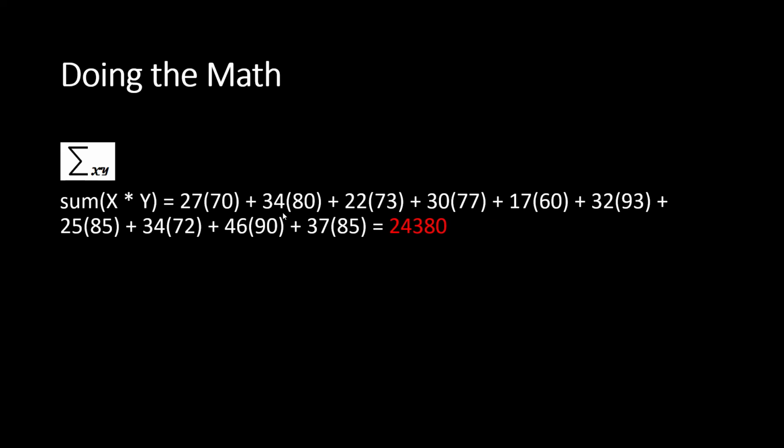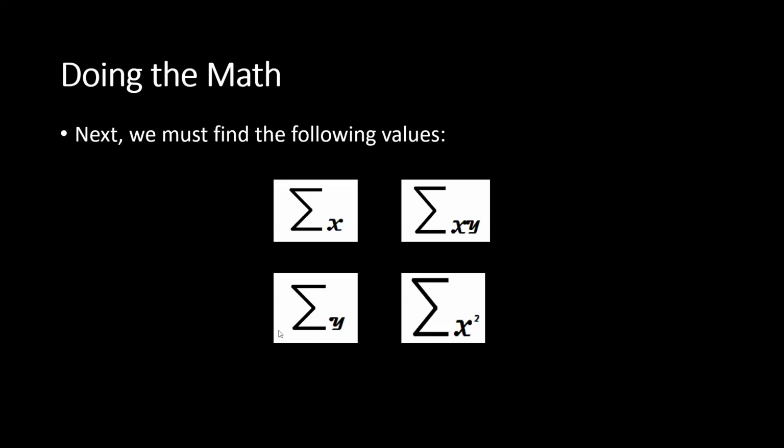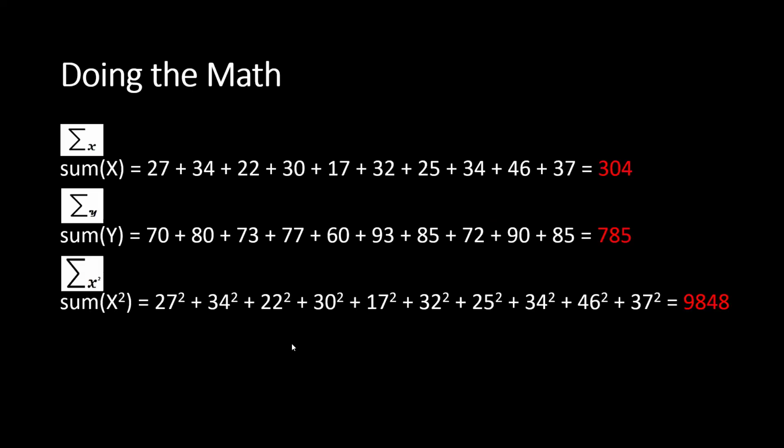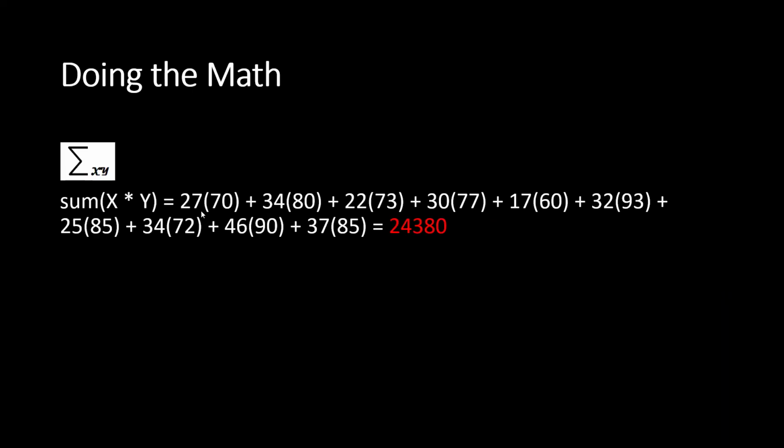So 2770, 3480. If we go back, 2770, 3480, 2273, 3077. And you can see that it's each value and its corresponding associated value, the product of each summed.